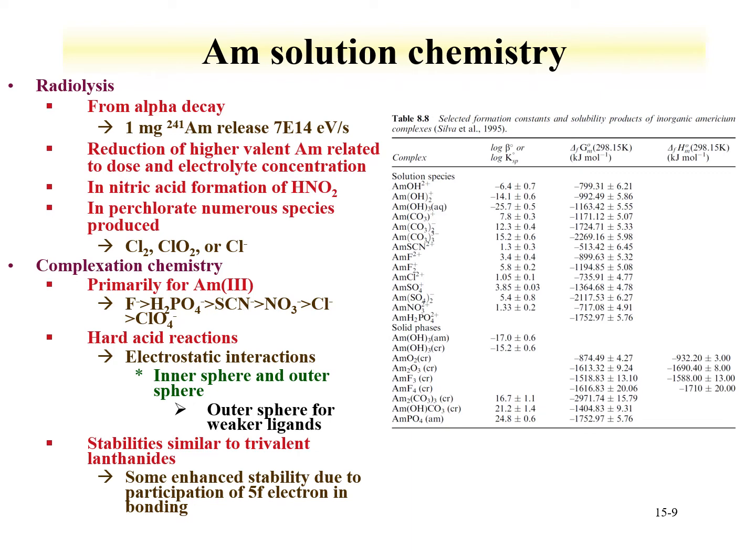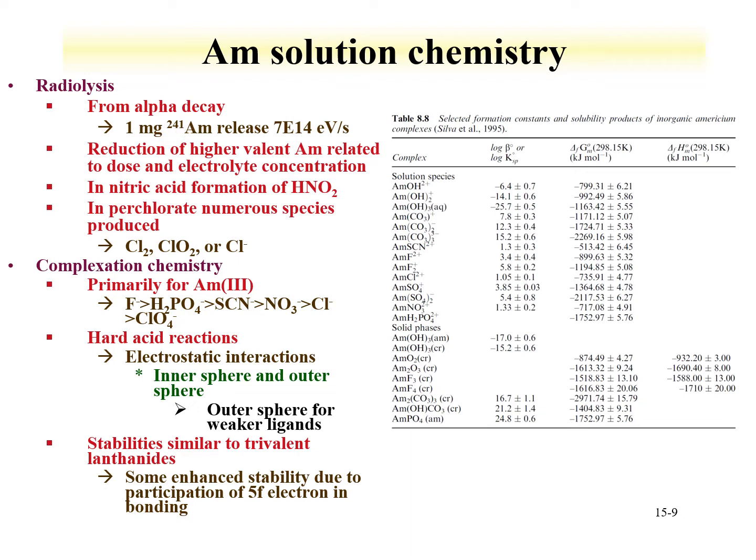The solution chemistry of americium can also be complicated by radiolysis. The energy from the alpha decay releases enough energy into the system to form species that will influence the redox state of the americium. In nitric acid, for instance, nitrous acid can be formed. In perchlorate, a number of species can be formed. All these influence the resulting speciation and oxidation state of americium, and you'll see differences between the 241 and 243 as was discussed earlier in the lecture.